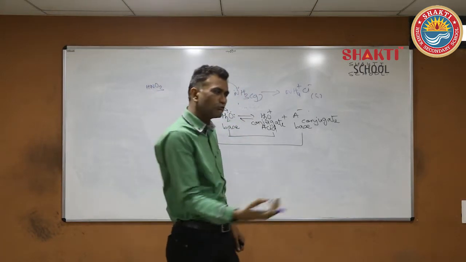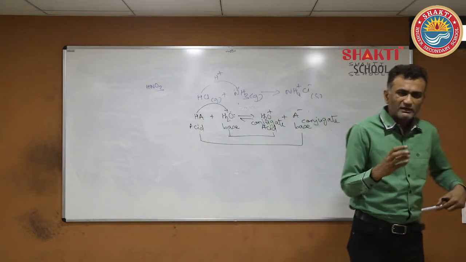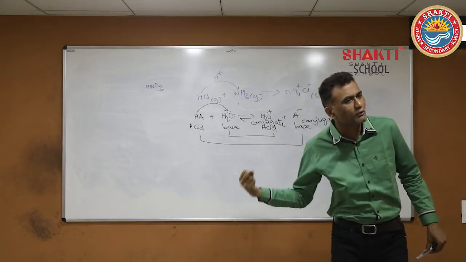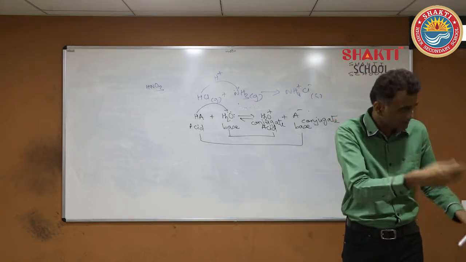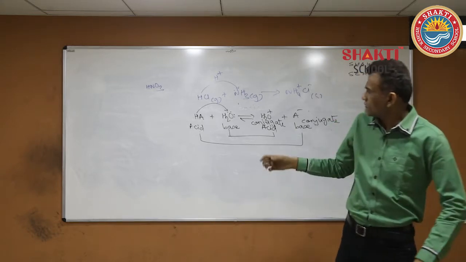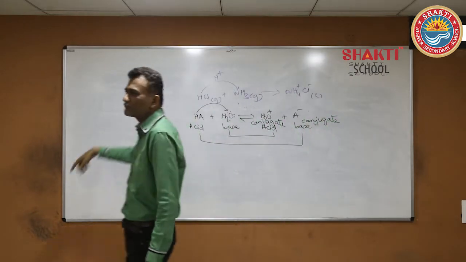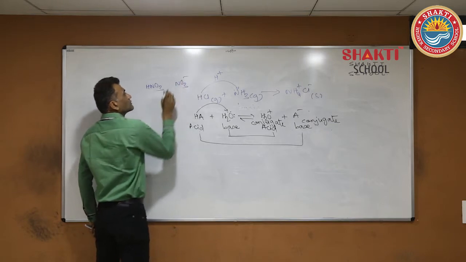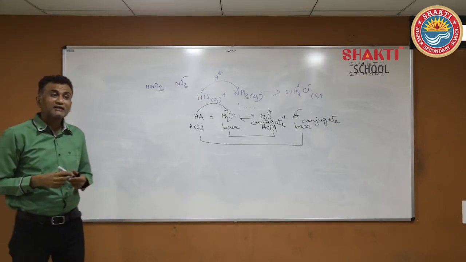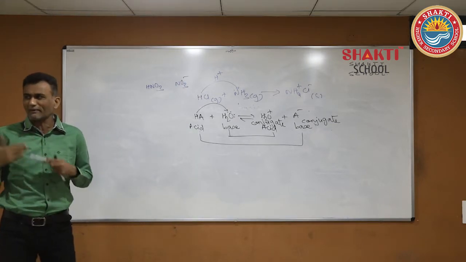And when you remove H plus, from 5 remove +1, then the charge becomes minus, so 4 comes. So if you remove H plus ion from HNO3, you are left with NO3-. So NO3- is the conjugate base of HNO3. So we will keep writing like this.